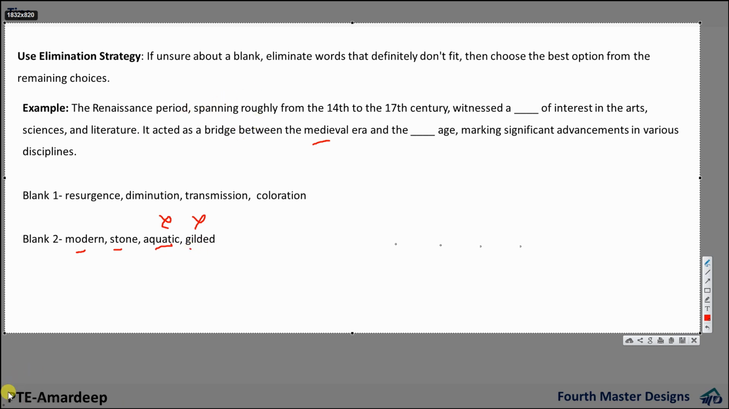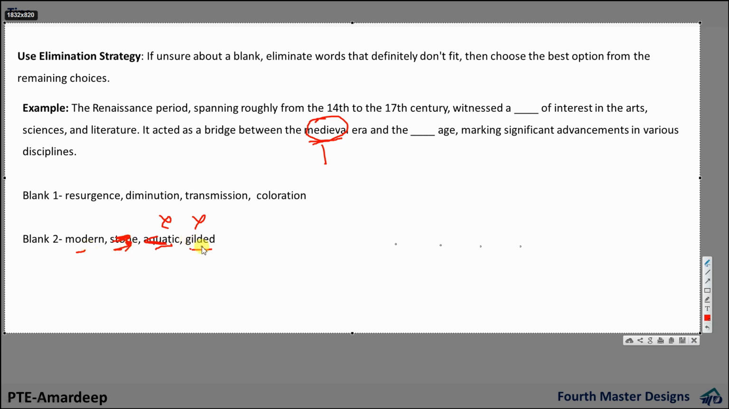Now, let's say if you do not know the meaning and you are not sure whether this word is appropriate or not, we can eliminate the word aquatic. This is totally related to water, so this is gone. Now, modern, stone, gilded. Can we go for stone here? No. Why can't we go for stone? Because here it is written medieval. The stone age itself is prehistoric. If they are comparing, they won't be comparing the same time period, right? This is also prehistoric. I'll eliminate this one also.